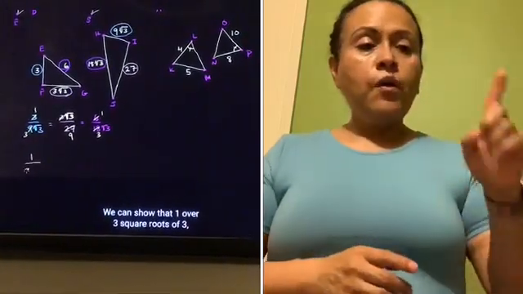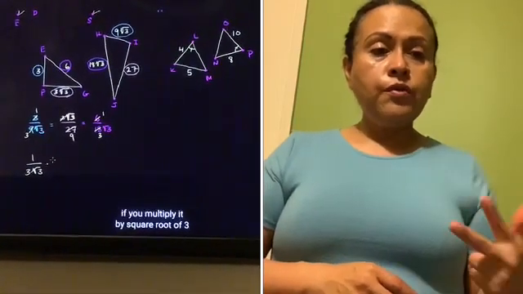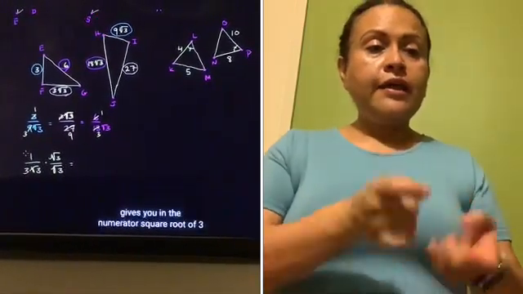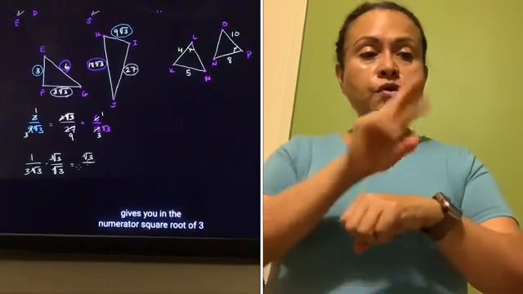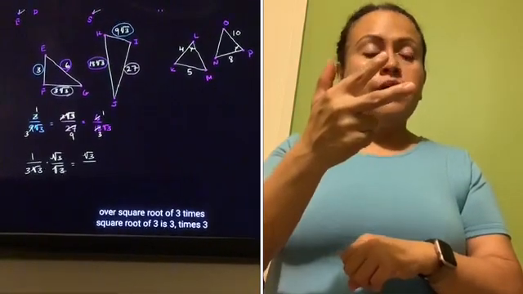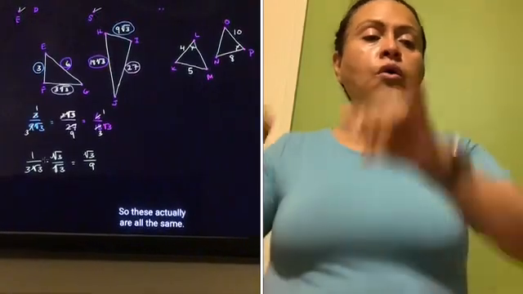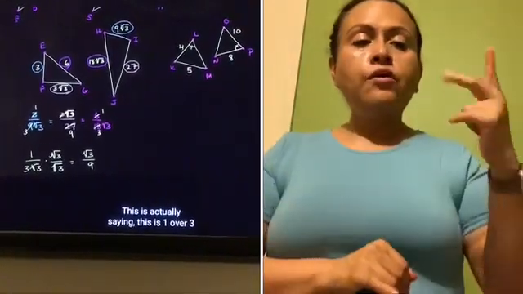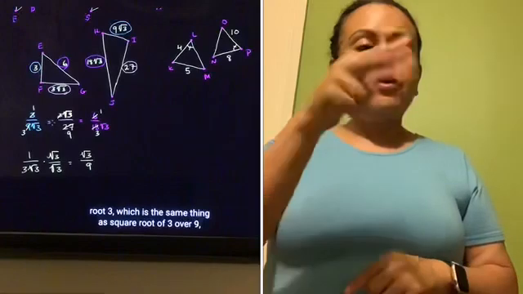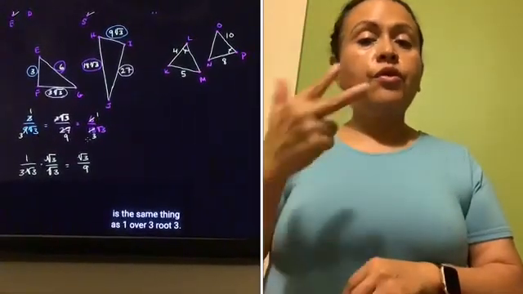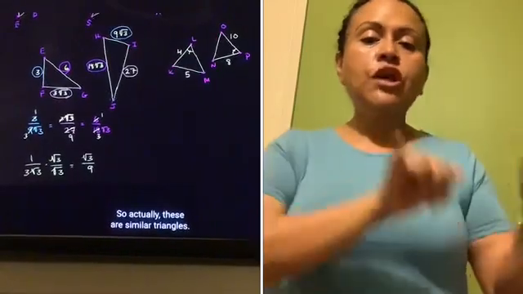We can show that 1 over 3 square roots of 3, if you multiply it by square root of 3 over square root of 3, gives you in the numerator square root of 3, and in the denominator 3 times square root of 3 times square root of 3, which is 3 times 3, is 9. So these actually are all the same. This is 1 over 3 root 3, which is the same thing as square root of 3 over 9, which is the same thing as 1 over 3 root 3. So actually these are similar triangles.